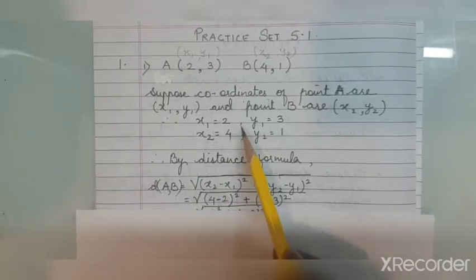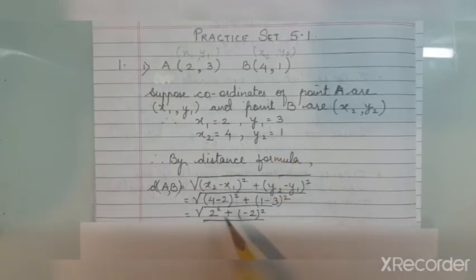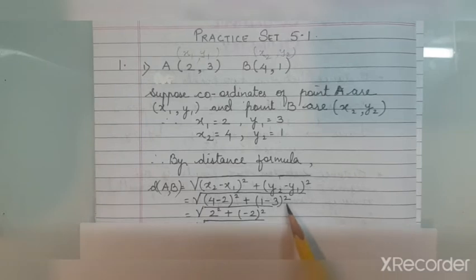So 4 minus 2 the whole square plus 1 minus 3 the whole square. Next step is to solve. So the root remains the same. 4 minus 2 is 2 square plus 1 minus 3. Now this is simple integers. So 1 minus 3 is minus 2 the whole square.